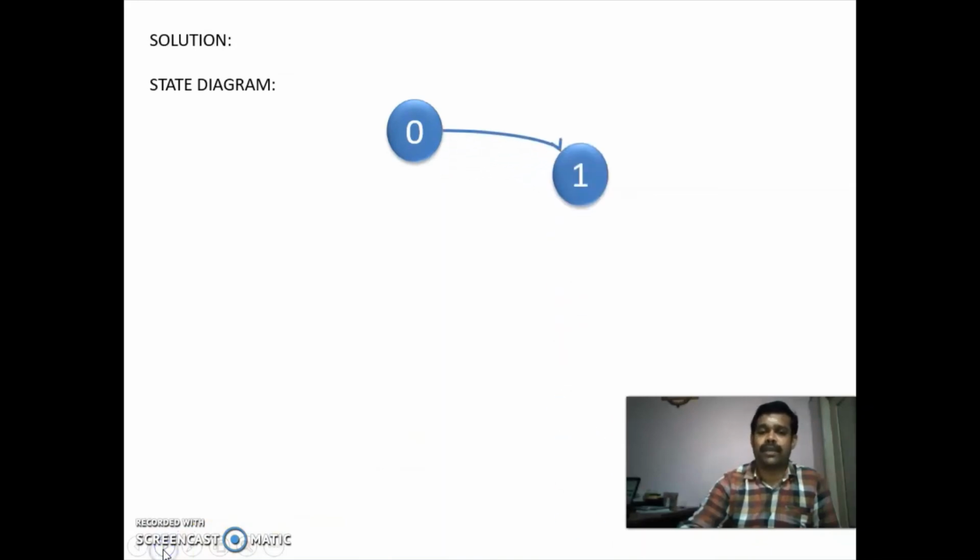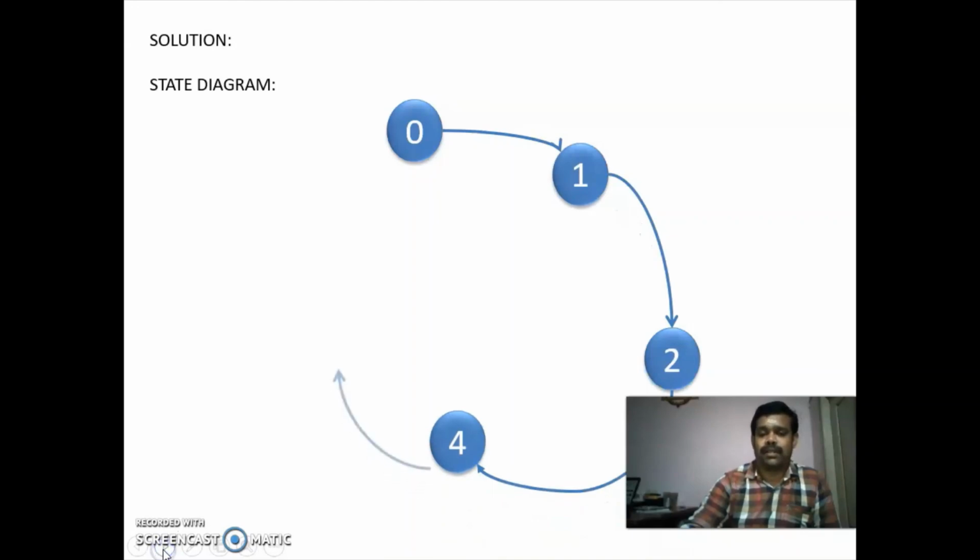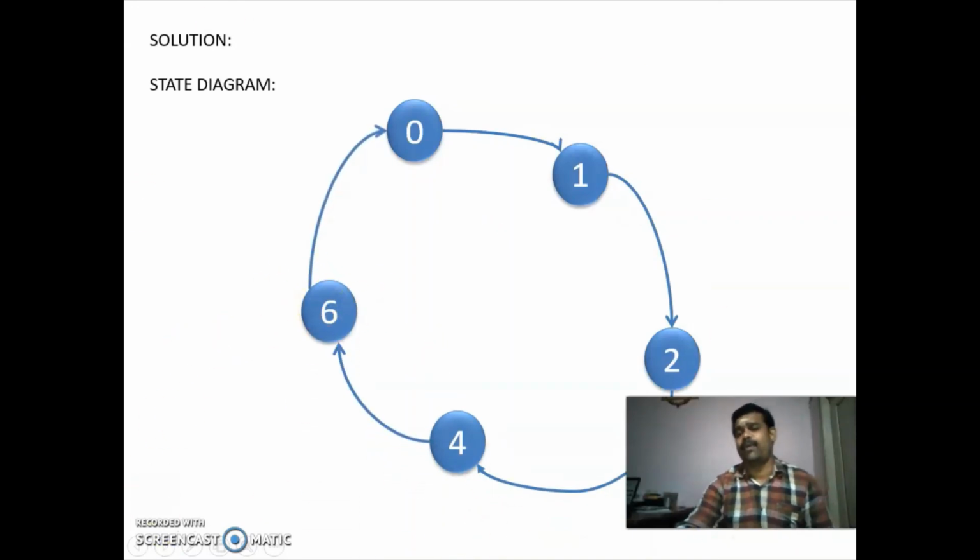First we are going to draw the state diagram. So this is the state diagram of the given counter. In this, 0, 1, 2, 4, 6 are the used states, and the unused states are 3, 5, 7.